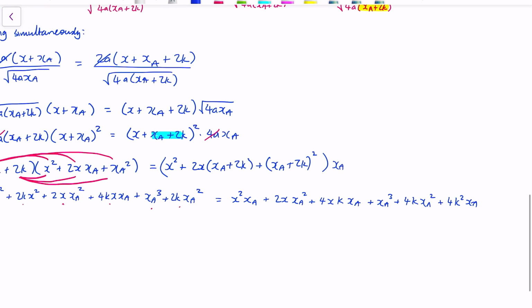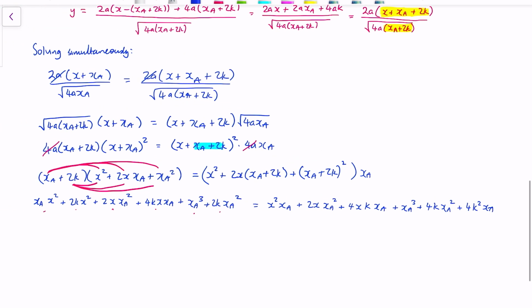Alrighty, what terms cancel? xa times x squared. We've got xa cubed and an xa cubed. We've got a 4k x xa. And then we've got a few like terms as well, but I don't think anything else cancels. Oh, yep, 2x xa squared.